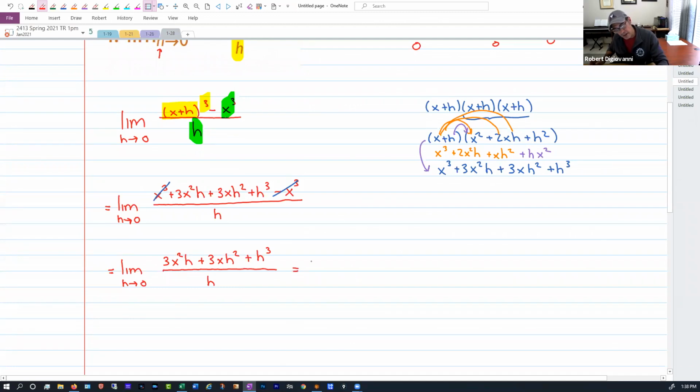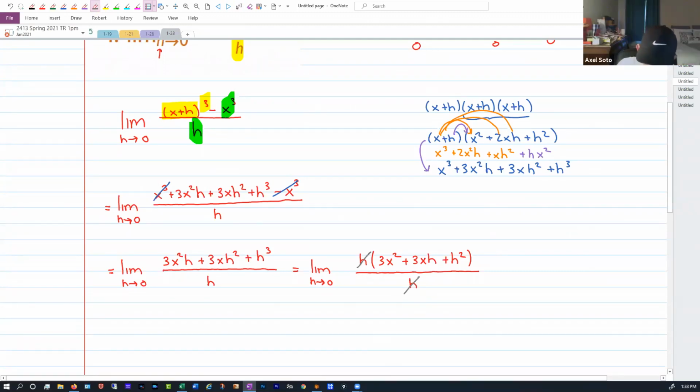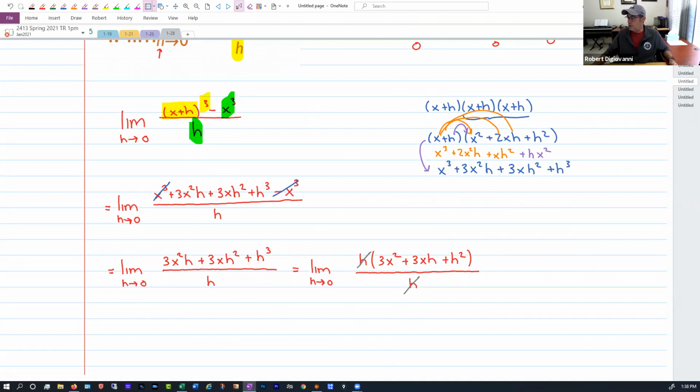So let's factor a single factor of h out of the numerator. So I'm going to pull an h from here, an h from here, and an h from here. So here comes the h out the front. We have 3x squared. We have plus 3xh, and then plus h squared. All of that is divided by h. And that's what we were hoping for, right? We wanted the h to go away, and we were able to get that h out so we can kill it off. Good. All right, Axel, you're off the hook.